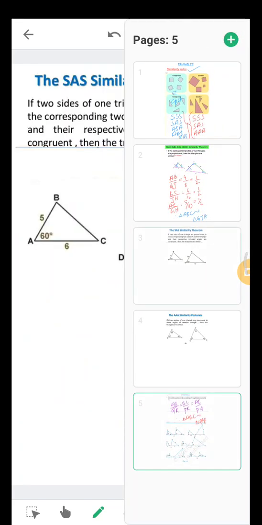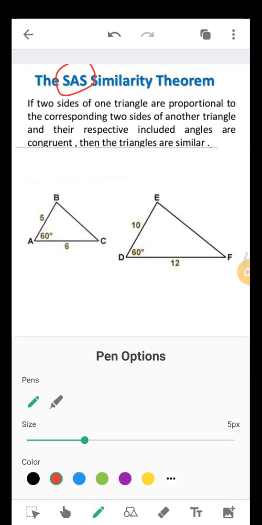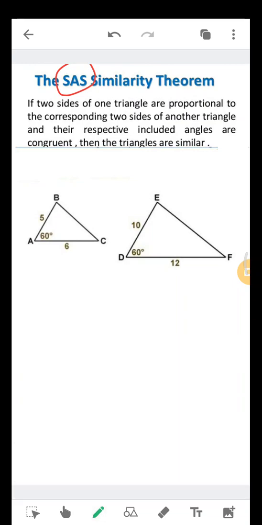Now let's go to the next similarity rule, the second rule of similarity, SAS similarity. If two sides of one triangle are proportional to the corresponding two sides of another triangle and the respective included angles are congruent. So with the name itself you can understand we need two sides and one included angle. So here we take the ratio of AB and DE.